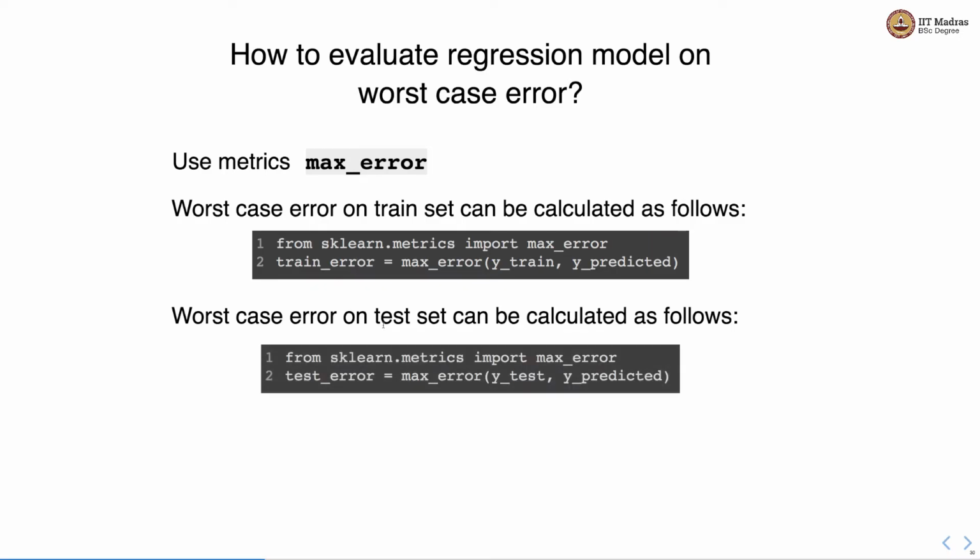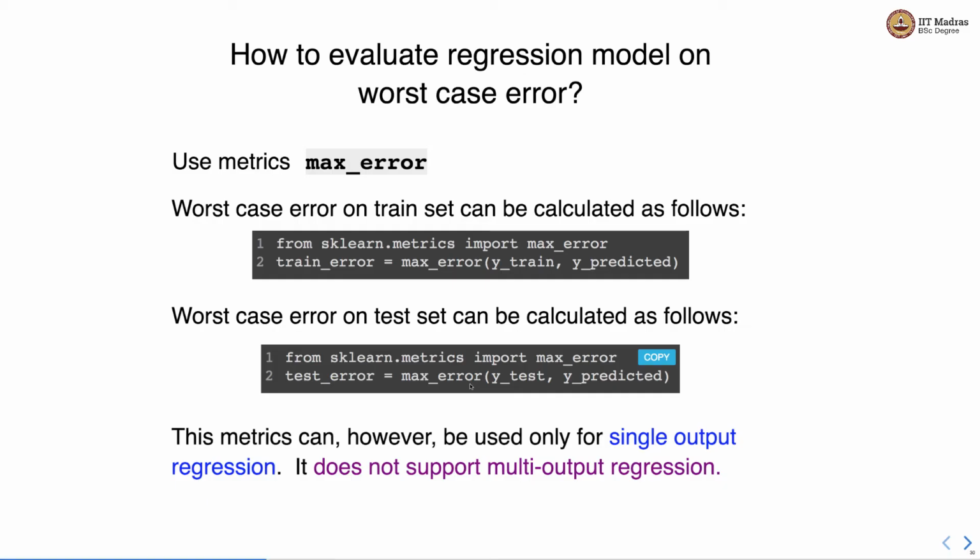The worst case error on test data can also be calculated in a similar manner, where instead of training, we supply the test labels and the predicted test labels to get the worst case error on the test set. This metric can only be used in single output regression. It does not support multi-output regression.